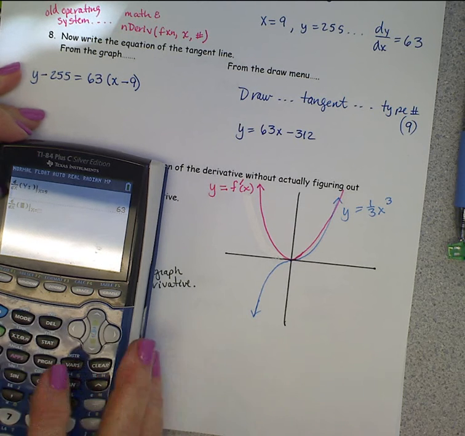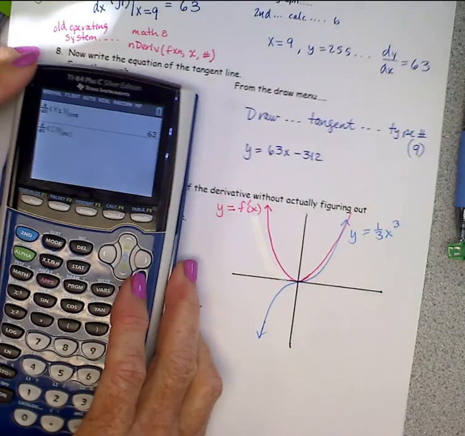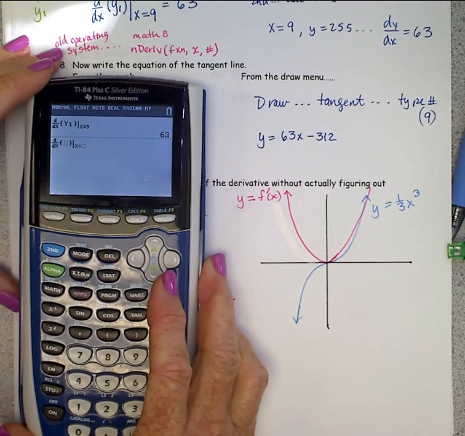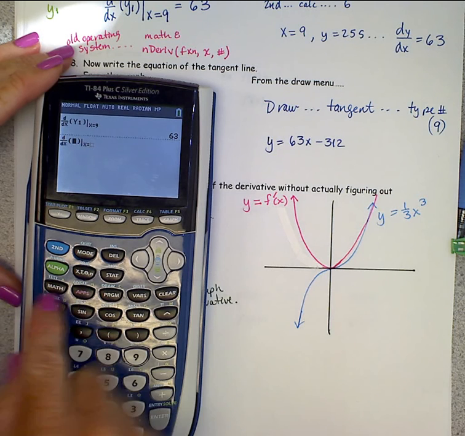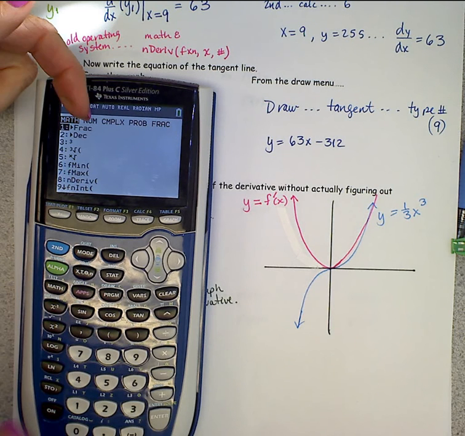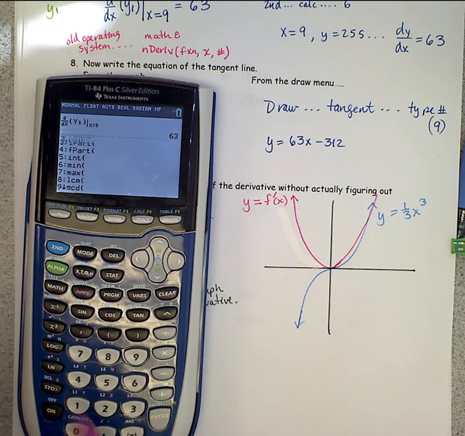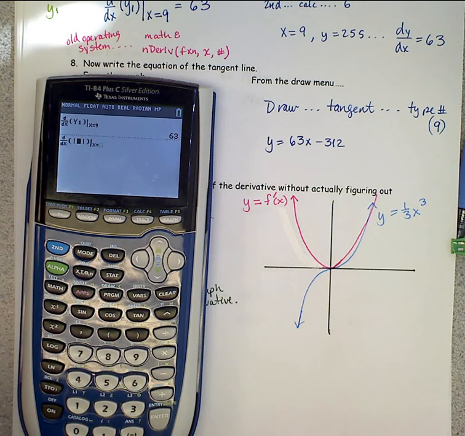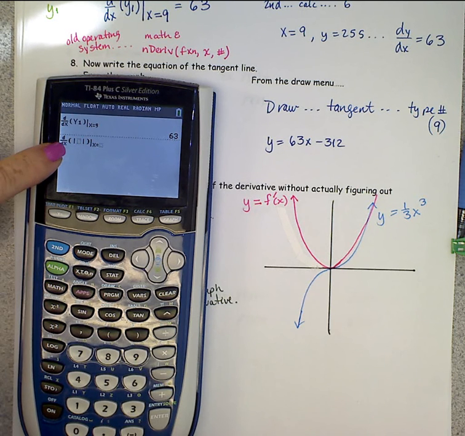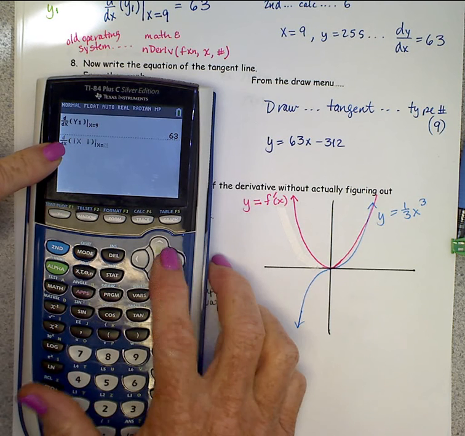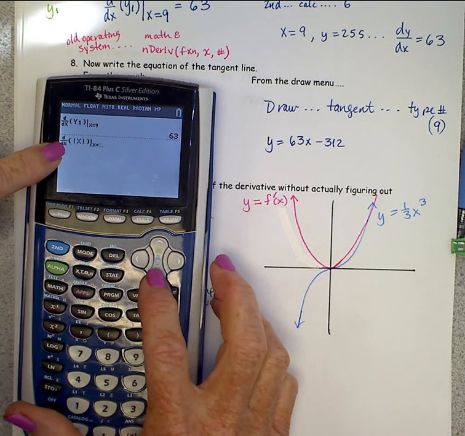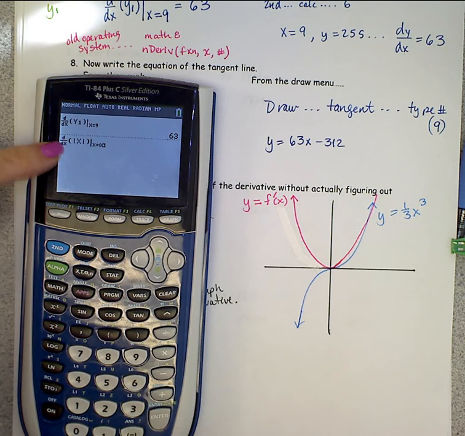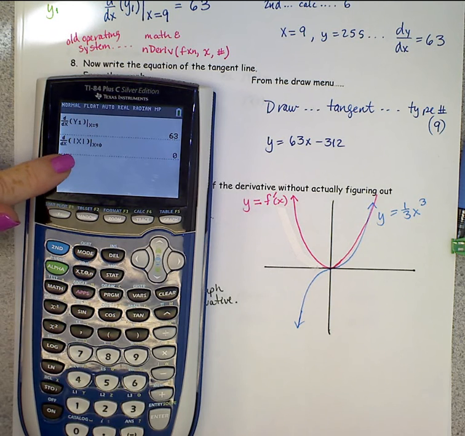Absolute value. Do you all know where to find absolute value on your graphing calculator? Absolute value is under math. Arrow over to NUM, which is number, and then the first one down is absolute value. So x, at x is 0. And that tells us the slope of the tangent line of the absolute value of x when x is 0 is 0.